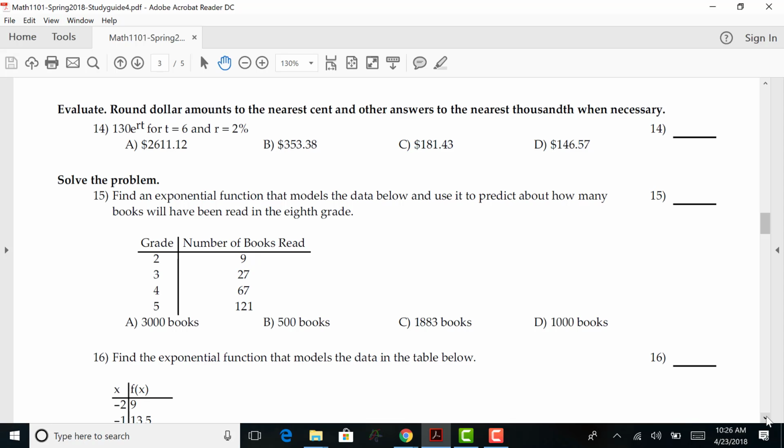All right, question. Number 5 says find the exponential function that models the data below and use it to predict how many books will have been read in the 8th grade. Okay, so you see you've got data. In the 2nd grade, they read 9 books. In 3rd grade, 27. In 4th grade, they read 67. 5th grade, 121. They want to know, can we predict how many books you're going to read in 8th grade?